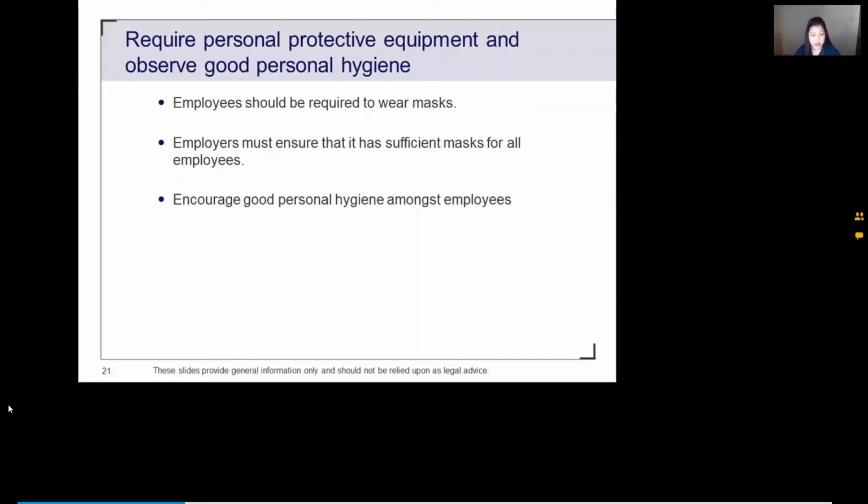Okay, so employers should also require personal protective equipment, and this basically means that employees must wear masks in the workplace. And employers, what you have to do is provide a mask to the employee. You have to ensure a sufficient supply so that they can change the masks as needed. For example, if the office is very humid, then you need to change the mask more often to ensure effectiveness, and employees need to ensure that they have sufficient supply. Employers should also encourage employees to observe good personal hygiene. For example, encourage your employees to wash their hands regularly.